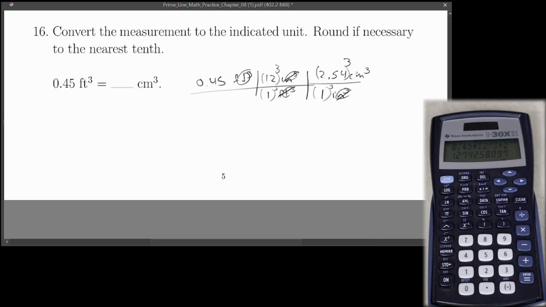And for our final value, we're getting 12742.58097, nearest tenth, so we're going to go up, 12742.6 centimeters cubed.